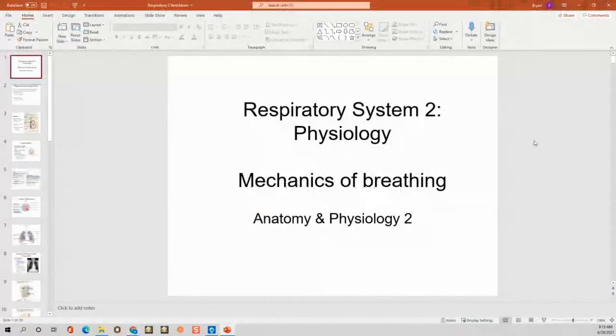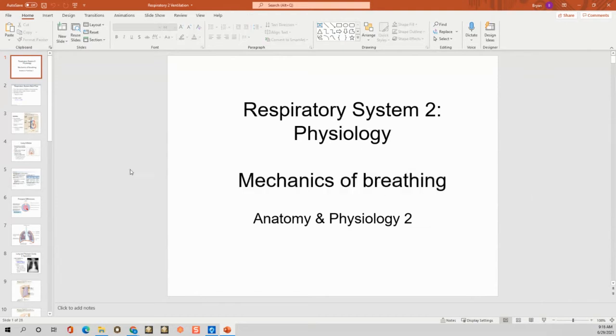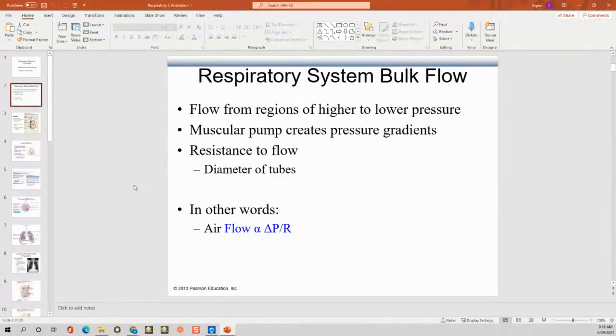Okay, let's go to the PowerPoint. So we're talking about the mechanics of breathing, and I hope you guys are starting to get familiar with these sorts of key words. The physical act of breathing, the mechanical act of breathing, the mechanics of breathing. What are we talking about? We're talking about ventilation. Make sense? Do the best you can at tying keywords together. They're not always going to be the exact same keywords, but they'll always have a lot of similarities.